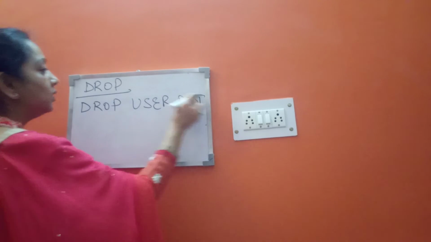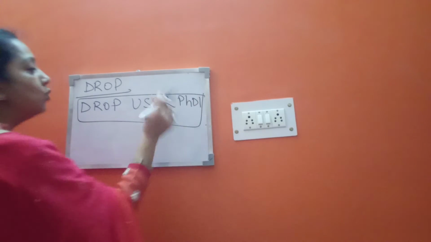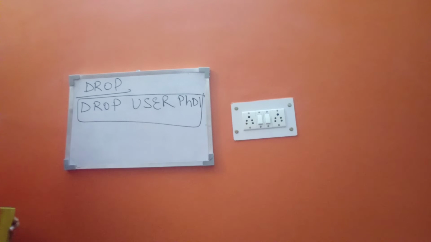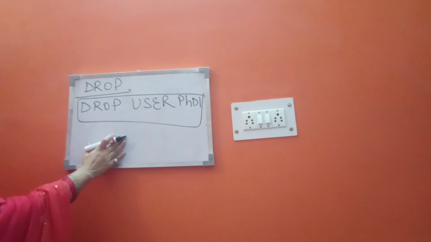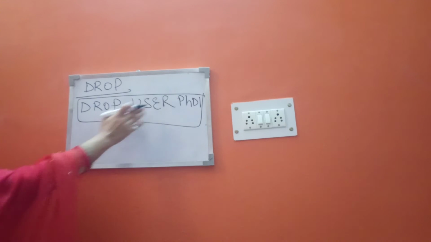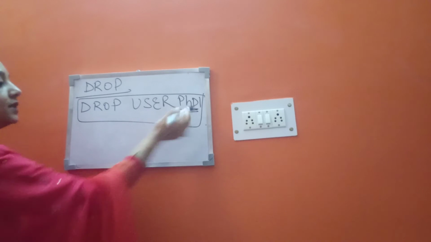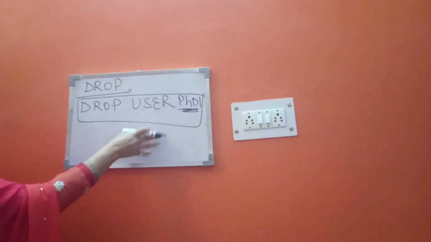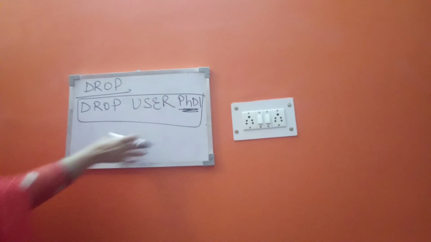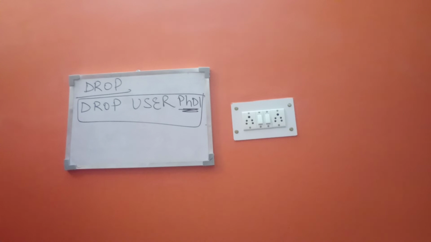PhD1. So the account of the PhD1 user will be deleted from my database, and hence it will not have any permissions. When the account does not exist, obviously that user will not be a valid user, and if it is not a valid user, it will not be allowed to have access to any of the information of the database. That means it will have no privileges or no permissions. So these were the DCL commands.